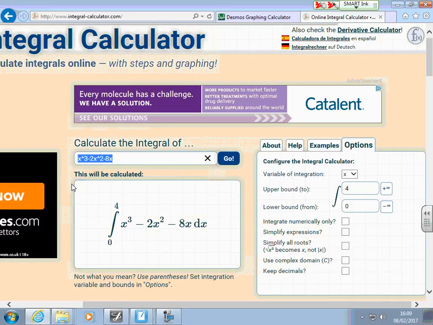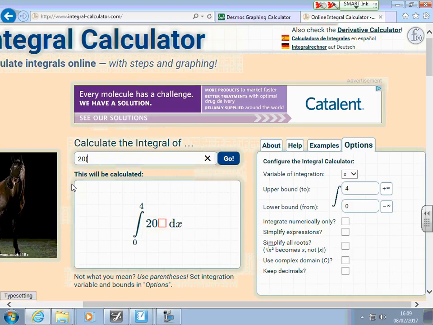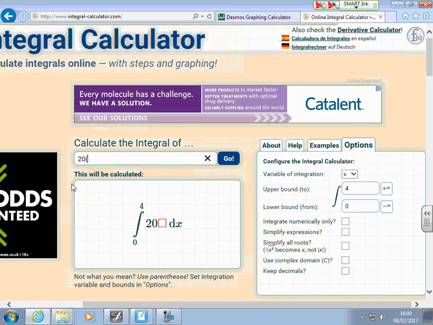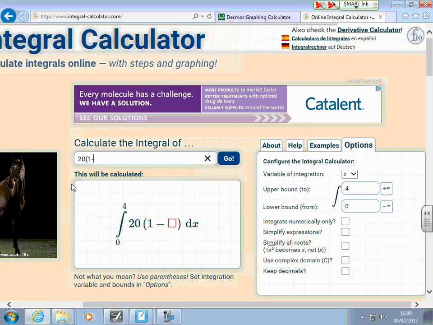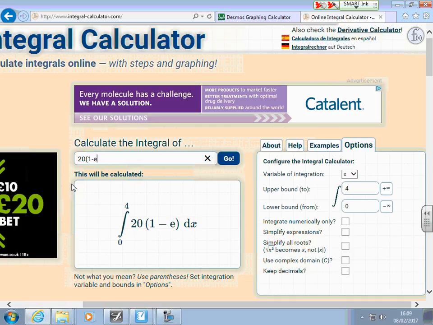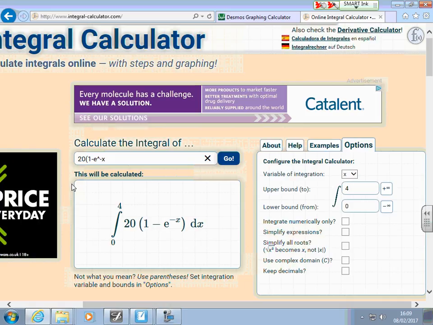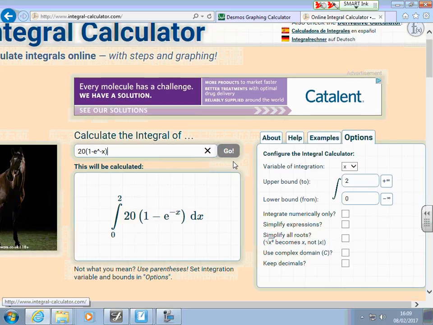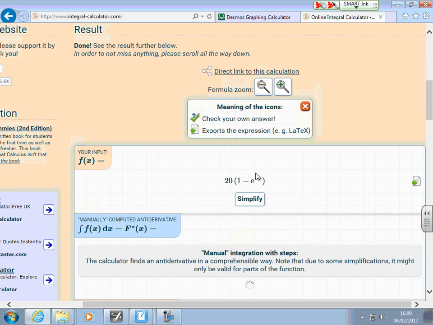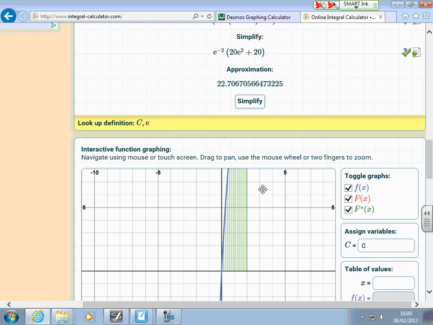Right, our function was 20 brackets 1 minus, what was it? E to the, I'll have to do minus x on here because I don't take t, I don't think, close brackets. And the limits we want are none and 2. Go. I'm going to look at the integral, I'm just going to look at the answer. 22.7.